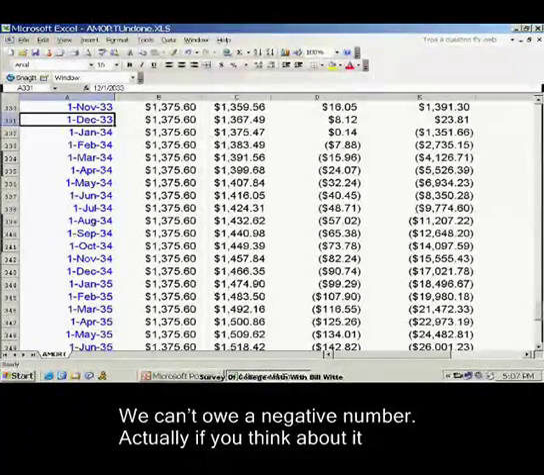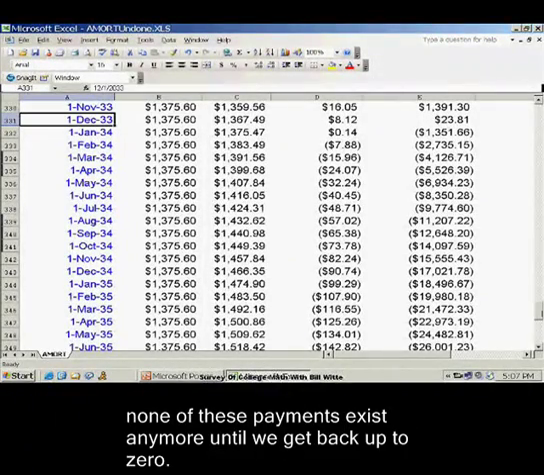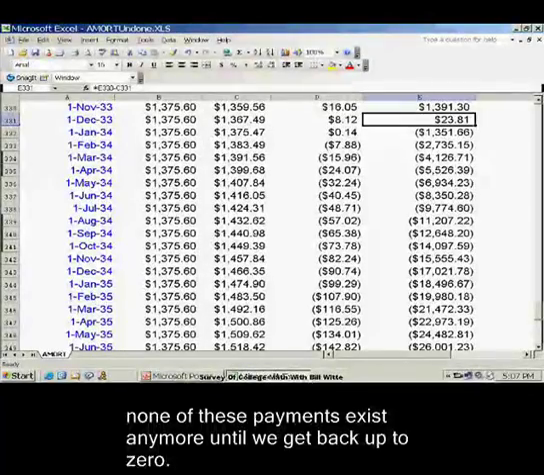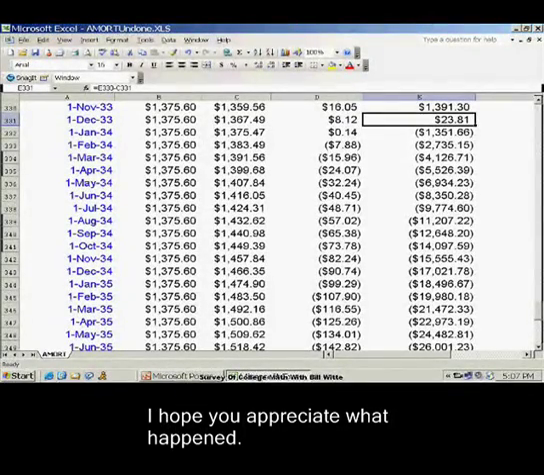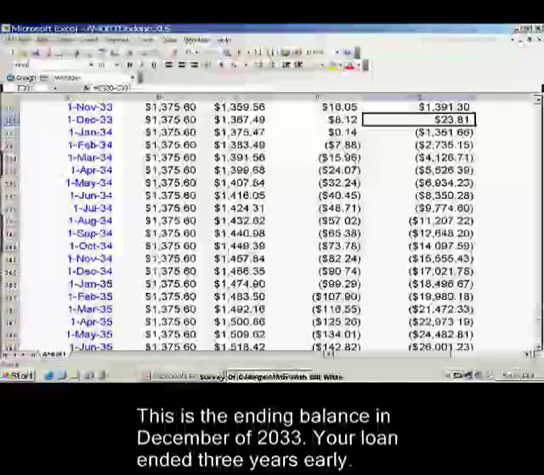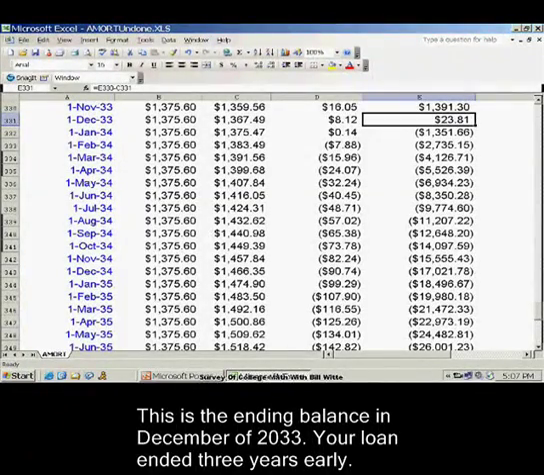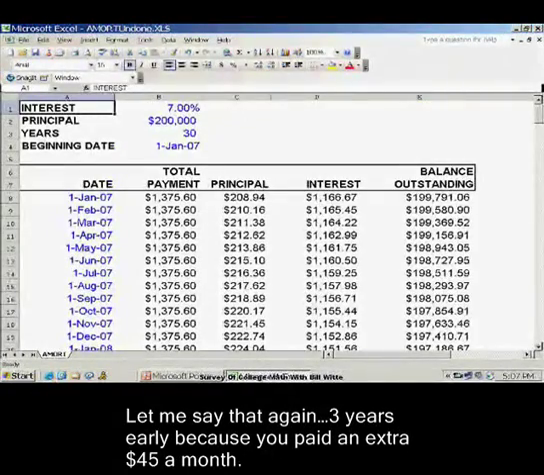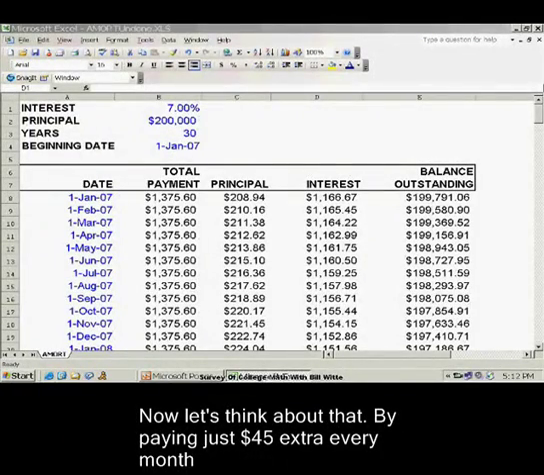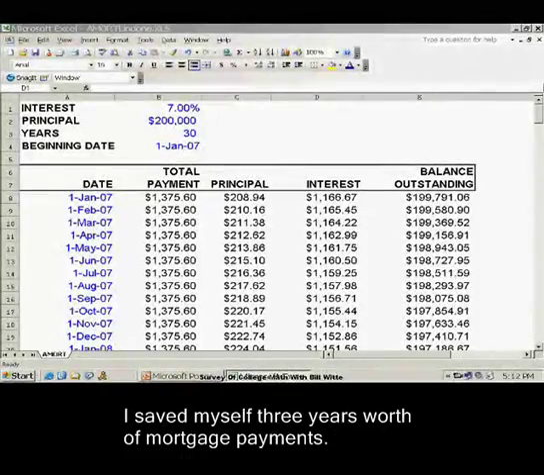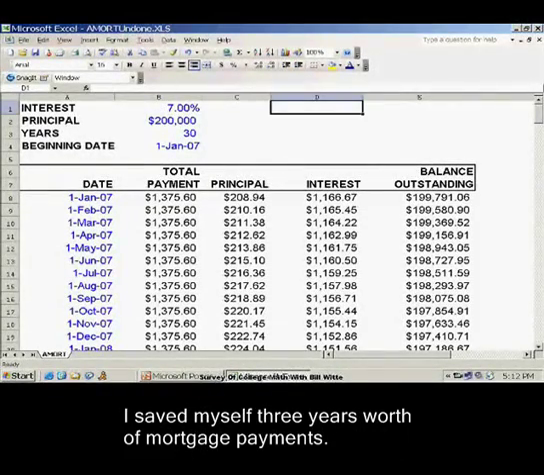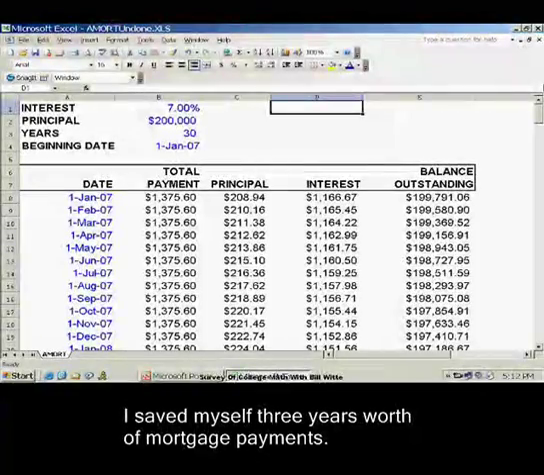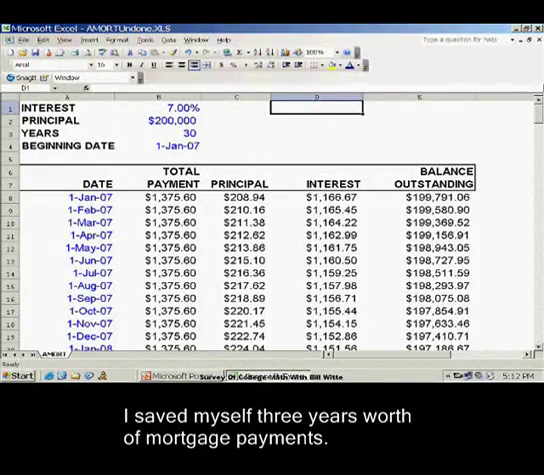I hope you appreciate what happened here was, this is the ending balance. That's where your loan ended. Your loan ended 3 years early because you paid $45 a month. Now let's think about that. By paying that $45 extra, just $45 extra every month, I saved myself 3 years worth of mortgage. 3 years worth of mortgage payments.